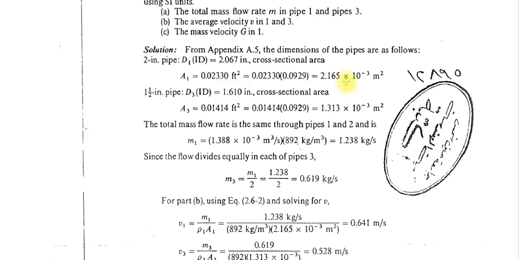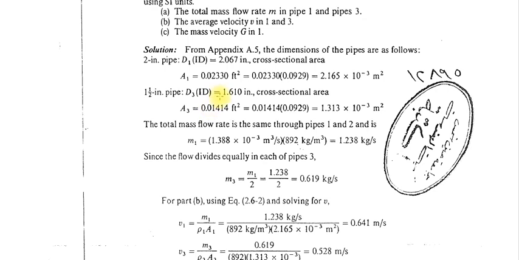So in the exam, if this problem is asked to you, you will get the final cross sectional area of the pipes. So for the 2-inch pipe, the cross sectional area is 2.165 multiplied by 10 to the power minus 3 meter square. For the 1.5-inch pipe, this is the ID, internal diameter, and the cross sectional area is 1.313 multiplied by 10 to the power minus 3 meter square.